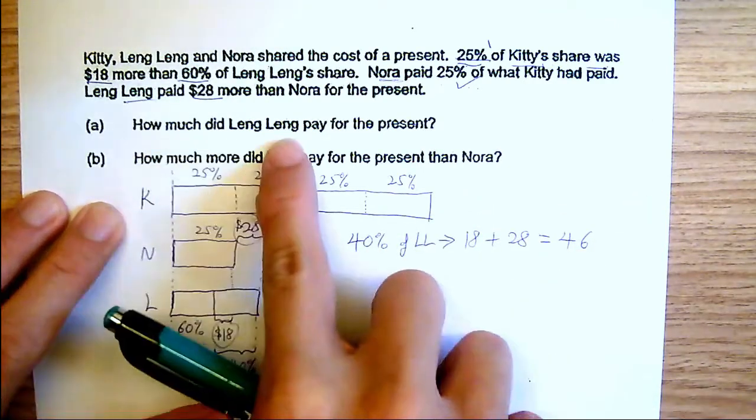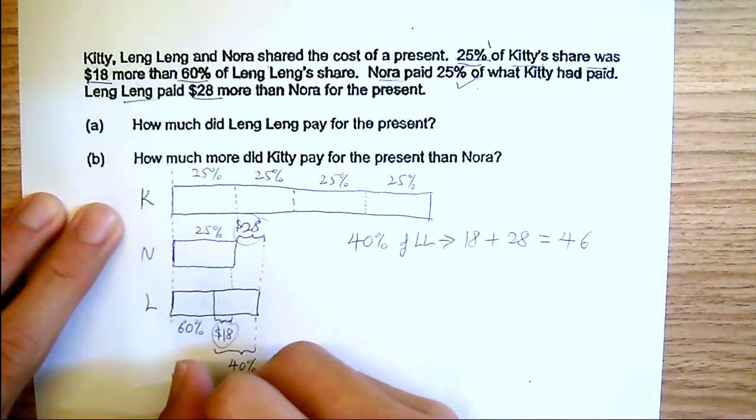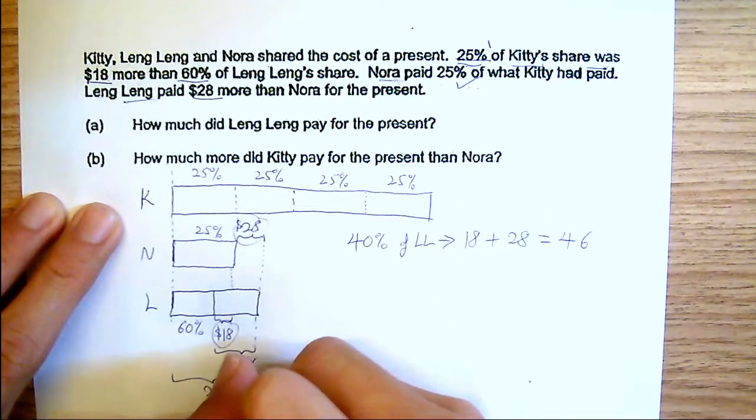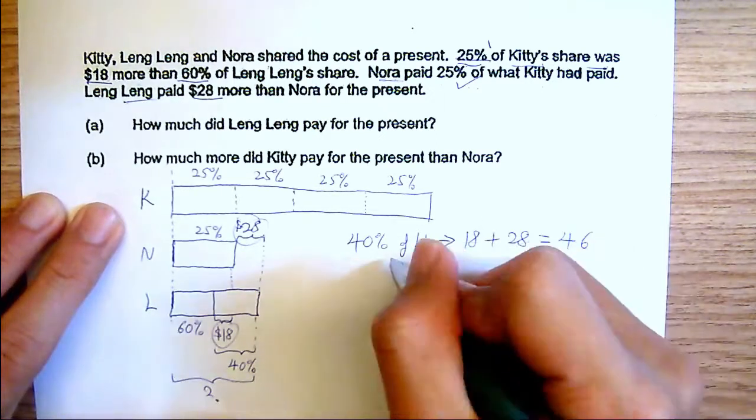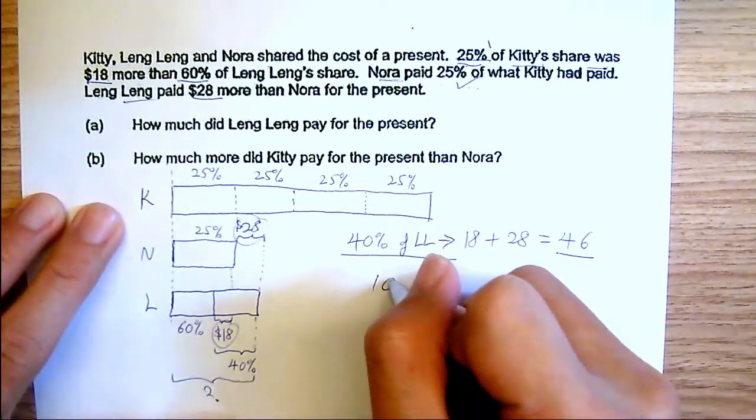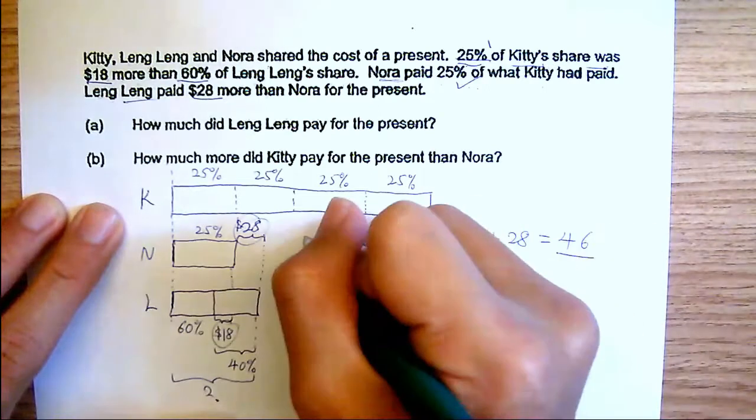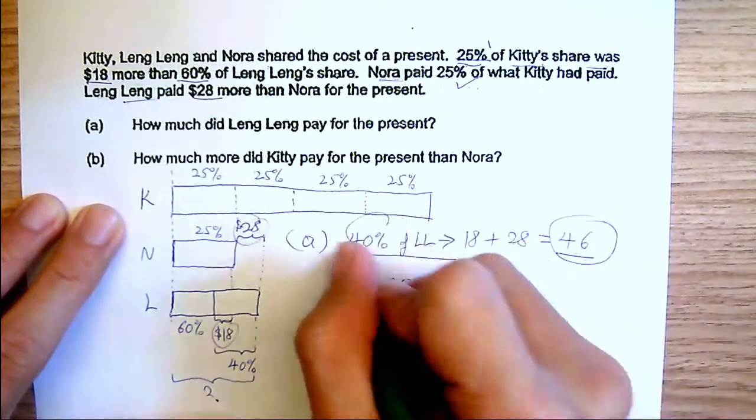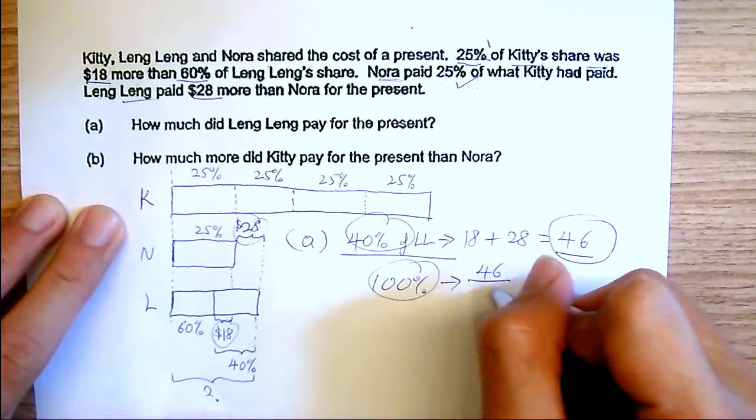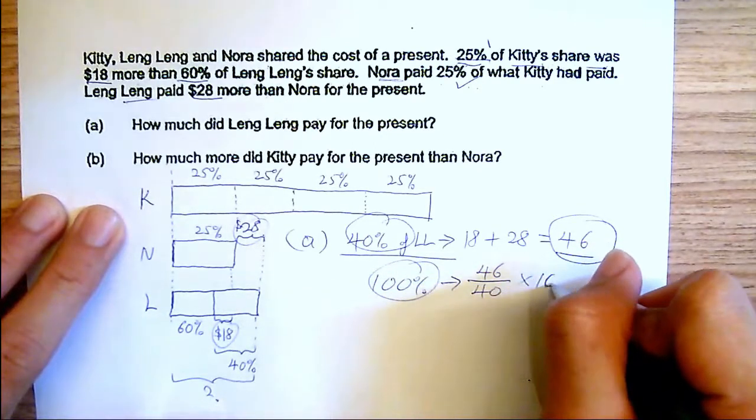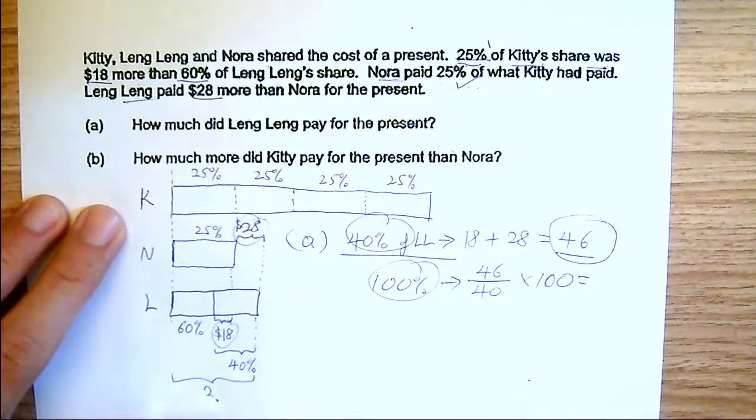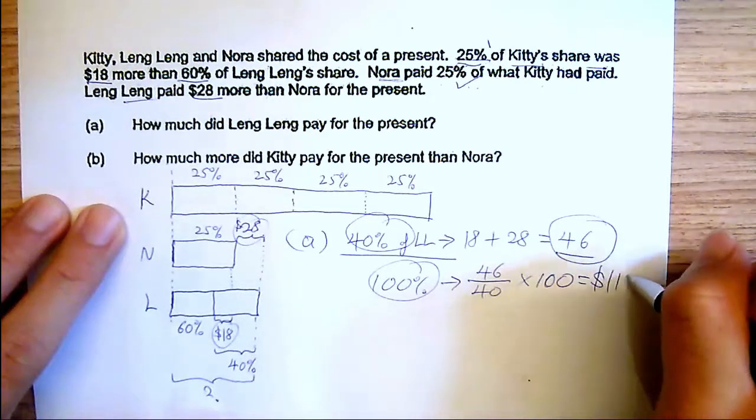Then they ask for how much did Ling Ling pay for the present, which means that they want to find out this entire thing, right? So I'm going to put a question mark over here. Okay. So since 40% of Ling Ling is $46, I can find 100%. And as per our usual, we just take this divided by this, multiply by this. 46 divided by 40, multiply by 100. Let's see what we get in the calculator. 46 divided by 40, multiply by 100, giving us, so Ling Ling paid $115.